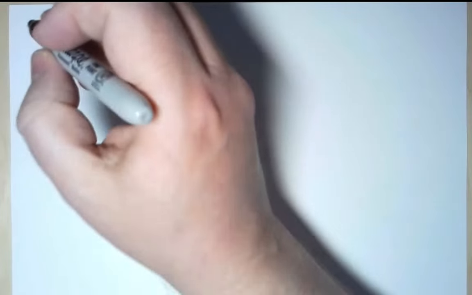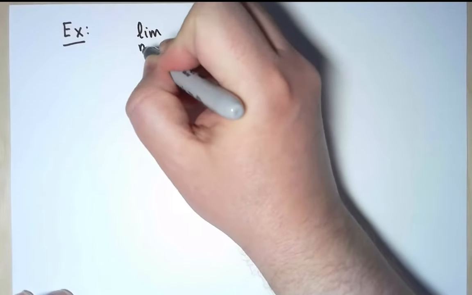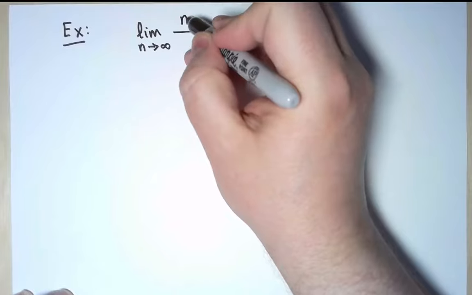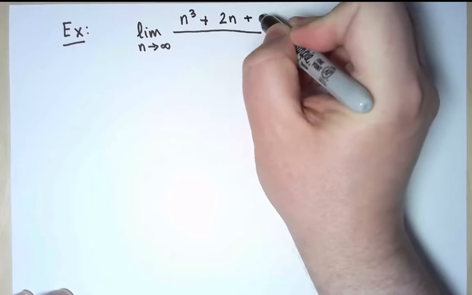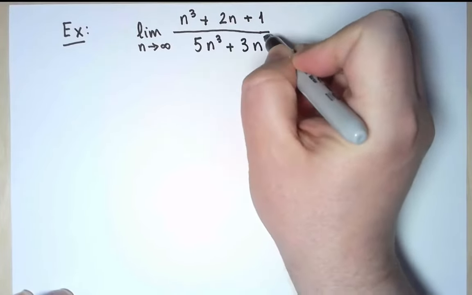As motivation, let's look at a type of limits that we understand very well: rational sequences. For example, let's say I need to compute the limit as n approaches infinity of n cubed plus 2n plus 1 over 5n cubed plus 3n squared. You probably know how to do this.